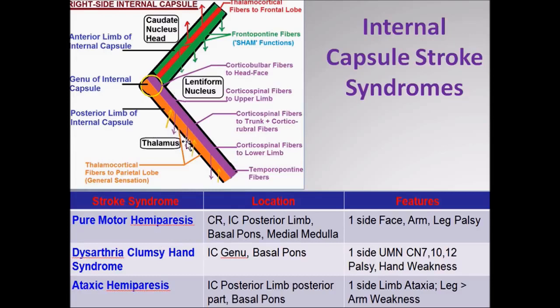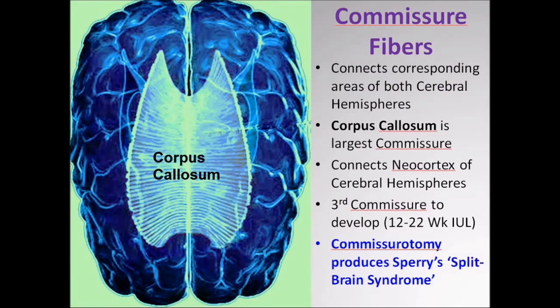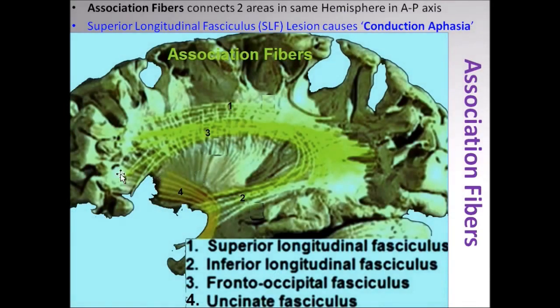So this more or less concludes our discussion of the projection fibers, the corona radiata, the internal capsule, and the clinical correlations of the posterior limb of the internal capsule, specifically pertaining to the corticobulbar and the corticospinal tracts. However, remember that there are many other fibers also which are present in the brain. Just to give you a quick overview, there's something called the commissural fibers. The largest commissural fiber is the corpus callosum, which connects the neocortex of both the hemispheres, and there are also association fibers, which run in an anterior-posterior axis and connect different regions of the brain in each hemisphere.